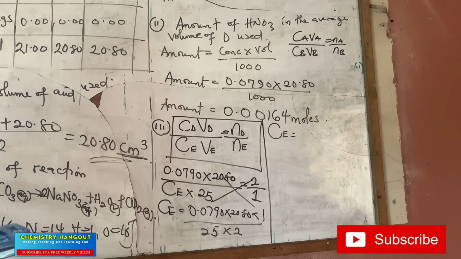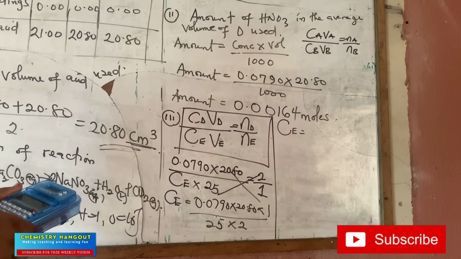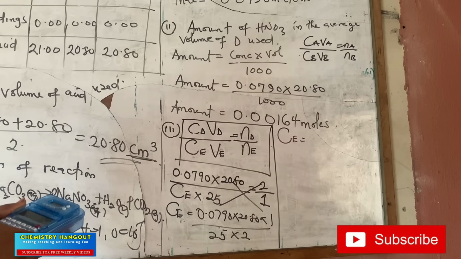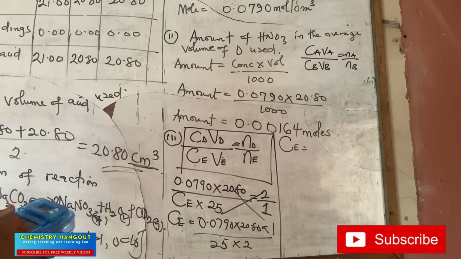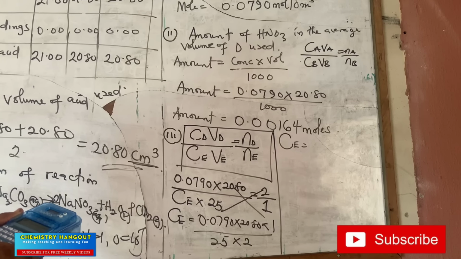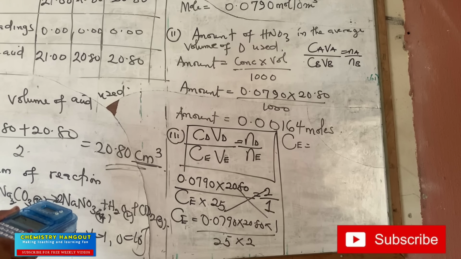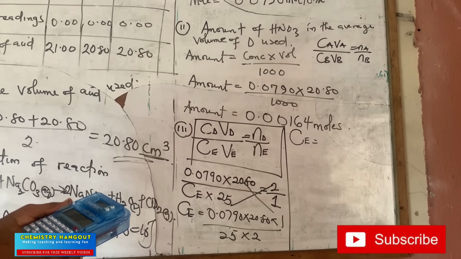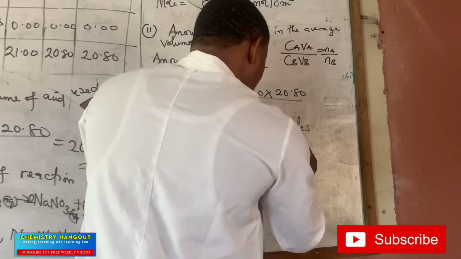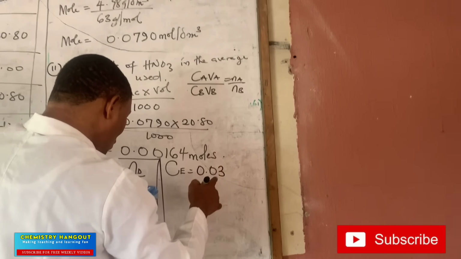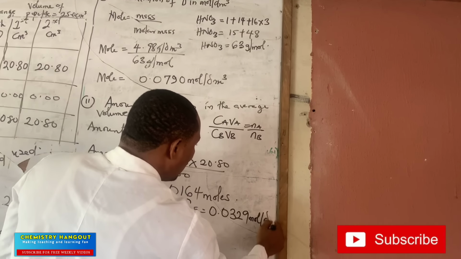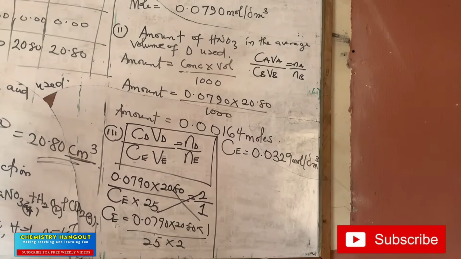Let's now use our calculator. So we have 0.0790 times 20.80. So this one is 50 definitely, divide by 50. That will give us our CE as 0.0328, so that will be 0.0329 approximately, to three significant figures. So that's how you get that. You can see these things are simple.